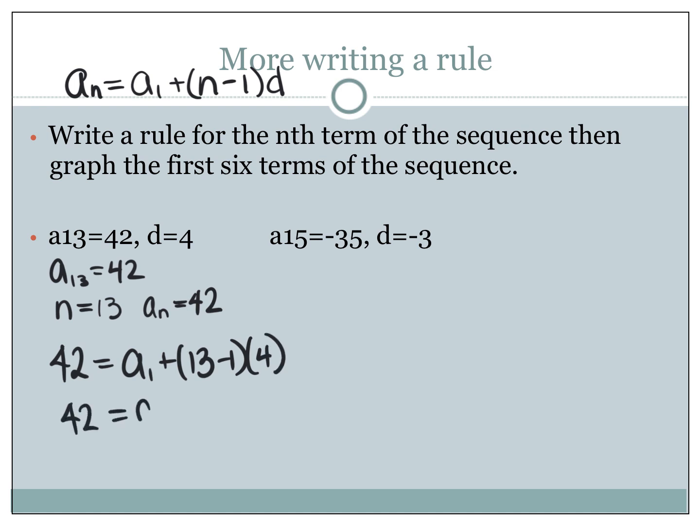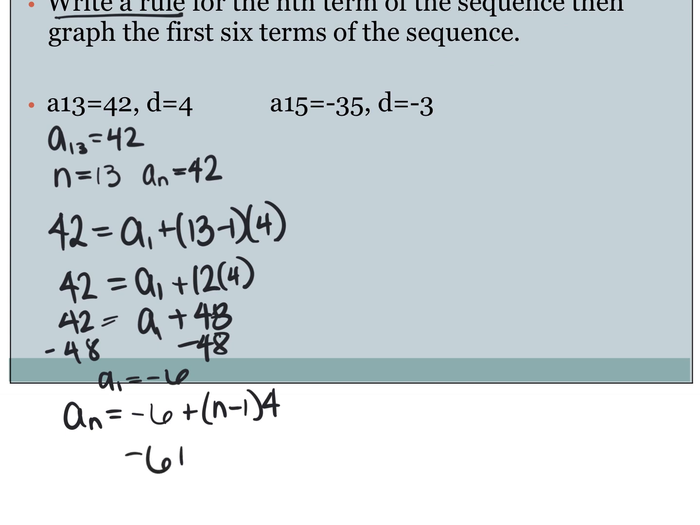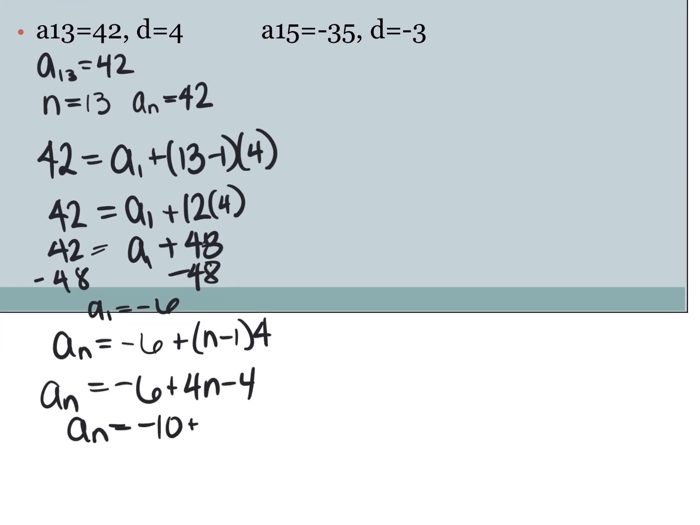So 42 equals A1. 13 minus 1 is 12, times 4 is 48. Subtract 48. And A1 is negative 6. Now that I know A1, I can write a rule. an equals negative 6 plus n minus 1 times 4. My D is 4. That's negative 6 plus 4n minus 4. And an equals negative 10 plus 4n.